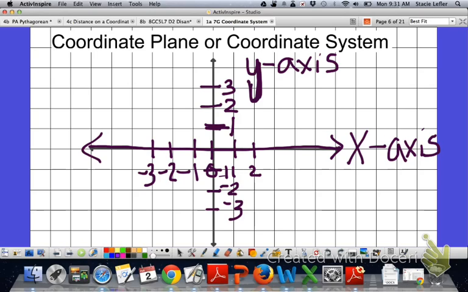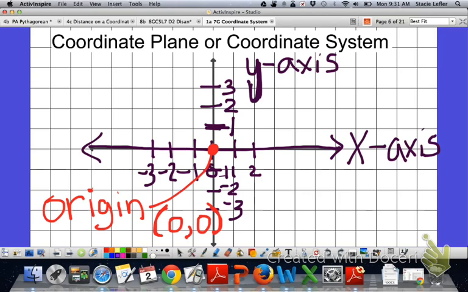Notice that these two number lines intersected right at 0 for each of the number lines, and this is called the origin. And the location of the origin is at 0 for the x, comma, 0 for the y. And it's important we write it in the form of x then y with parentheses.